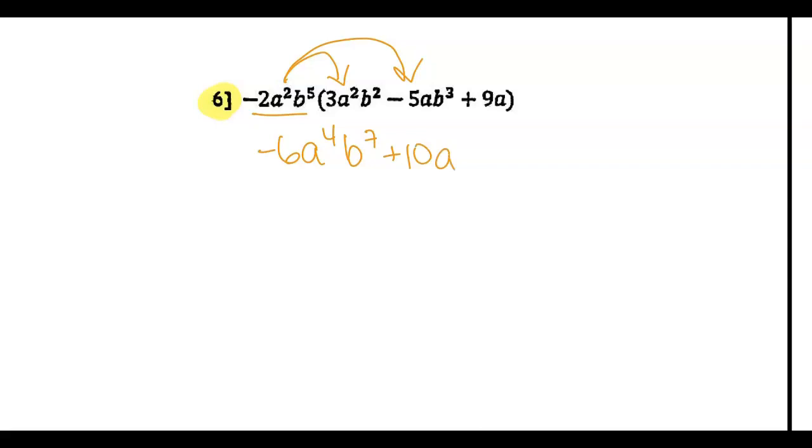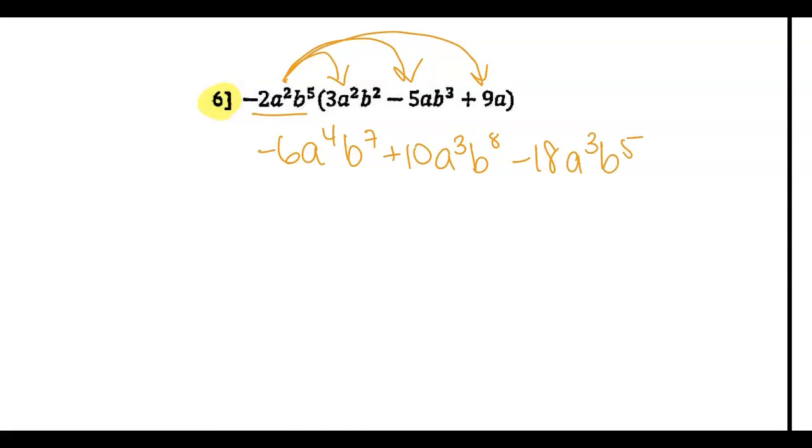A will be raised to what power? This one, even though it doesn't have an exponent, assume that it's a 1. So 1 plus 2 will give you 3. And then B will be raised to the 8th power. And then the last thing I'm going to distribute all the way over here is going to be negative 18 A to the 3rd power, B to the 5th.